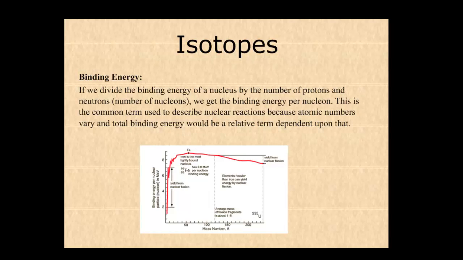If we divide the binding energy of a nucleus by the number of protons and neutrons, we get the binding energy per nucleon. This is a common term used to describe nuclear reactions, because atomic numbers vary, and the total binding energy would be a relative term depending upon that.